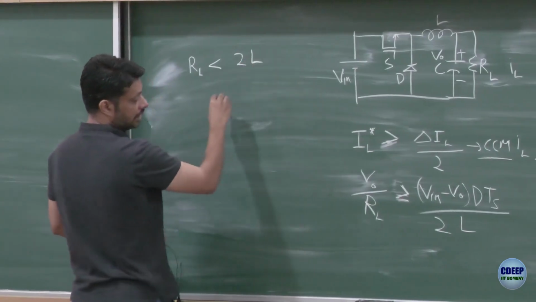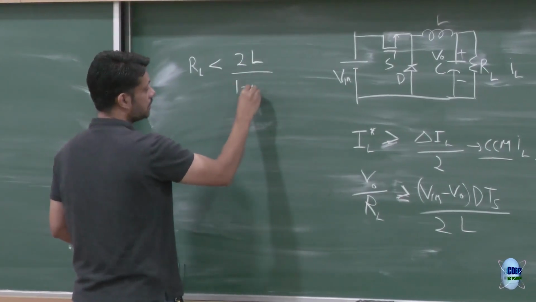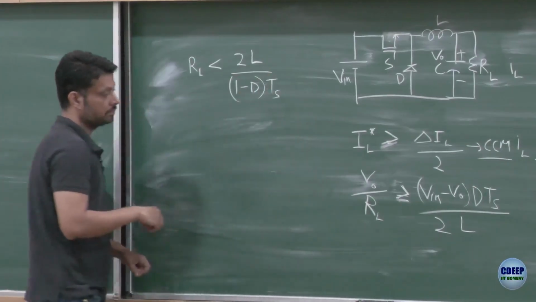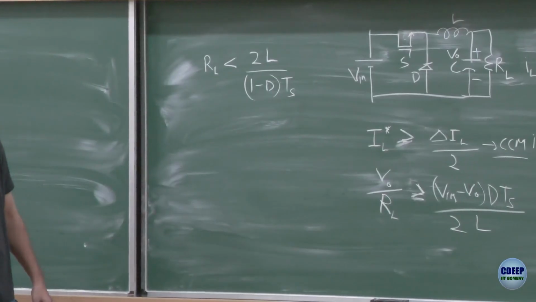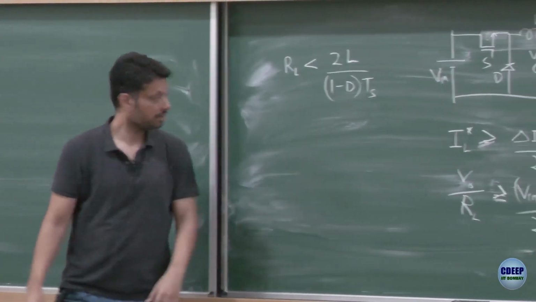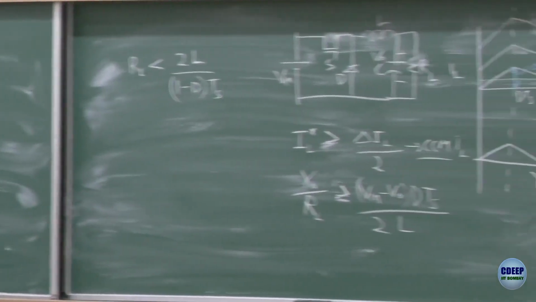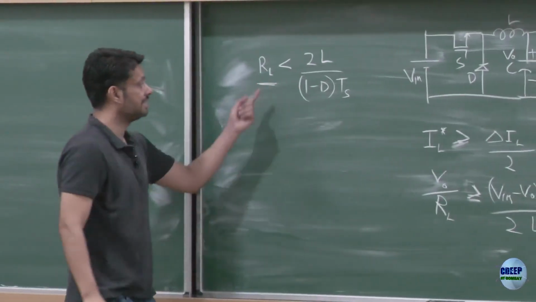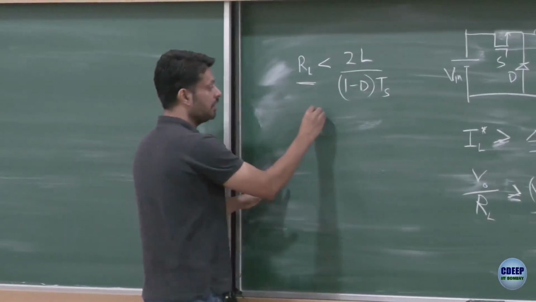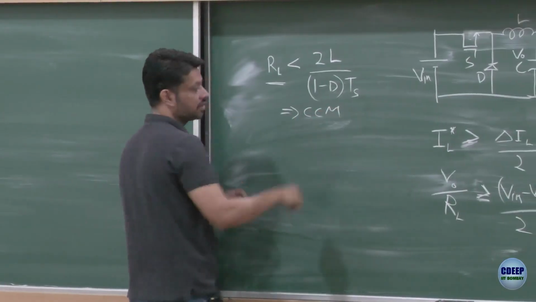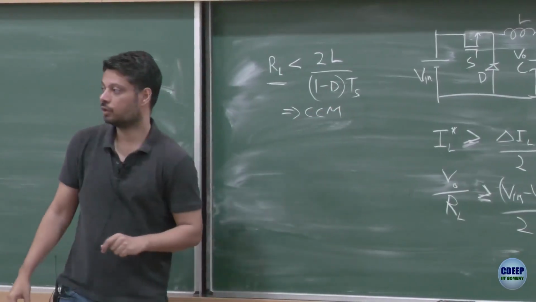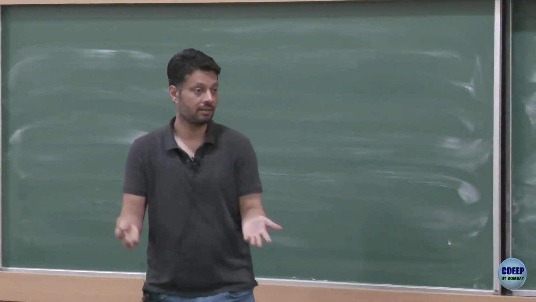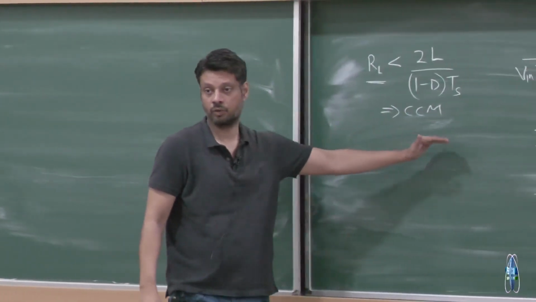Right, 2 times L divided by (1 minus D) times Ts. That makes sense. Just check if this is okay. Have I missed something? So if your load resistance is less than this, that means you are in continuous conduction mode, right? If the load resistance is less than this, that means your load is more, higher current, then you are in continuous conduction mode.